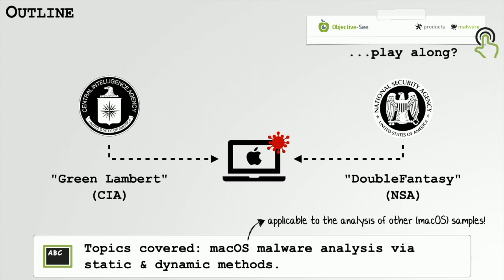So as noted, we're going to be talking about Mac malware that's designed by three-letter government agencies. To start with, Runa is going to be talking about an implant that has been attributed to the CIA known as Green Lambert. Following this, I'm going to dive into DoubleFantasy, which is NSA's first stage macOS implant. These samples will be available on Objective-C's website shortly, so if you want to download and play along, you will be doing that as well.